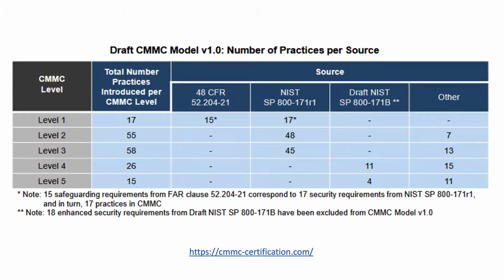The second column lists the total number of practices that are introduced per level. So there's 17 at level 1, 55 at level 2, 58 at level 3, and so on. And then to the right of that, you see the source of those practices. And the first column under sources is CFR 52.204-21, which is the Federal Code of Regulations, Basic Safeguarding of Covered Contract Information Systems. And then the 2 columns to the right are 2 different versions of 800-171, and then the final column you have an other. So notice that the practices that are listed in the CMMC actually come from other sources.